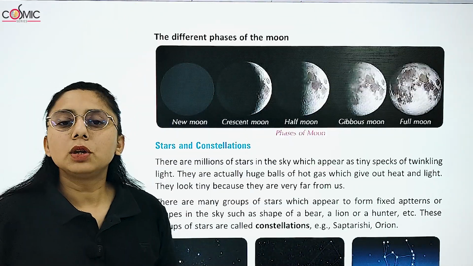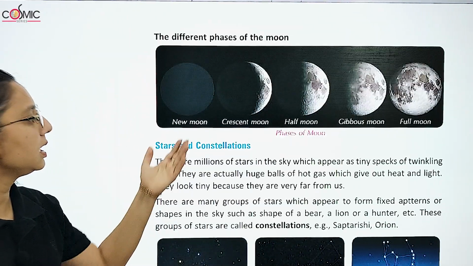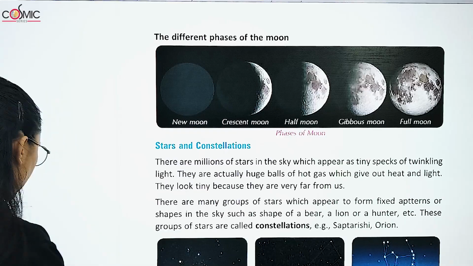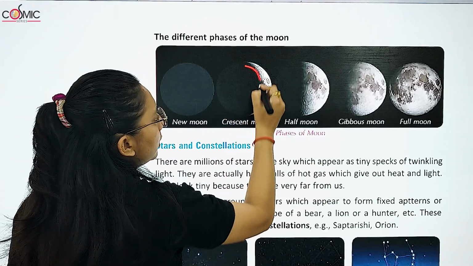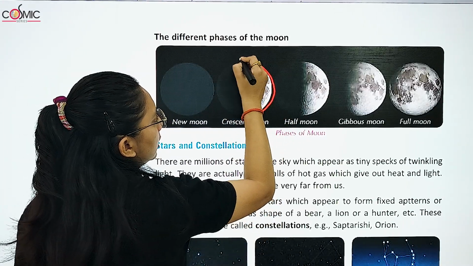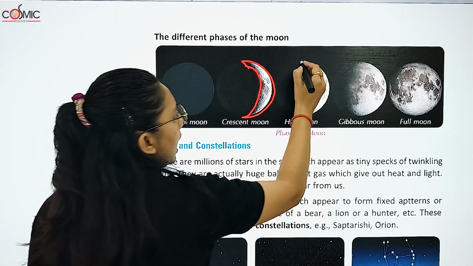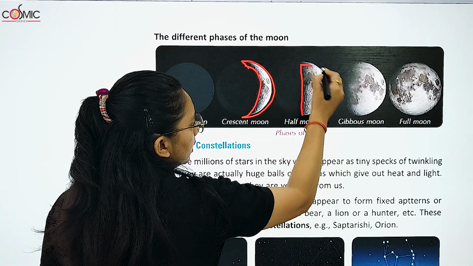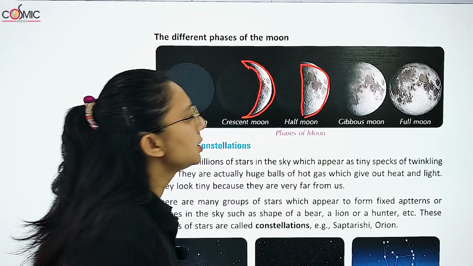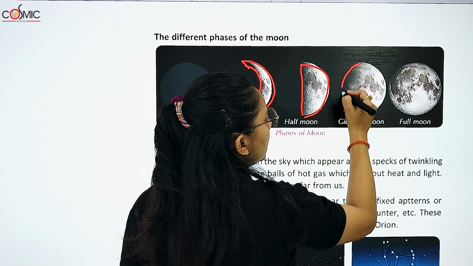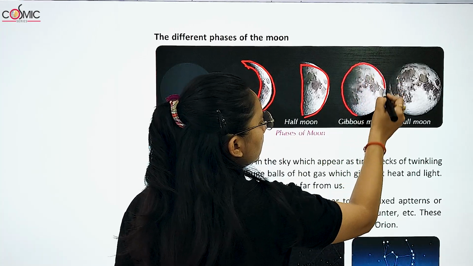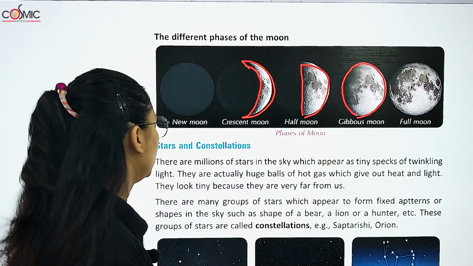So let's study about the different phases of moon. You can see new moon, crescent moon. Crescent moon is a little like this, right? This is half moon. This is your half moon. This is your gibbous moon, a little more than half. And this is your full moon.